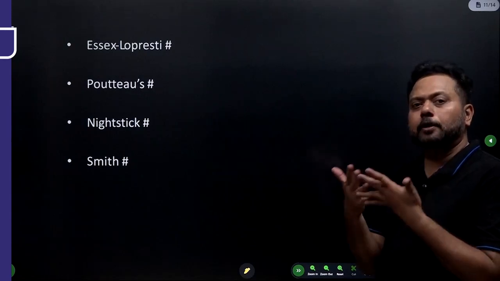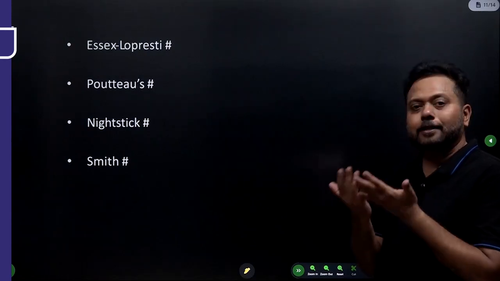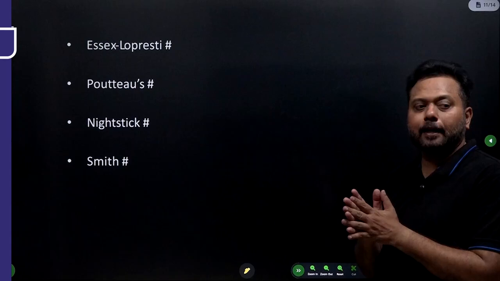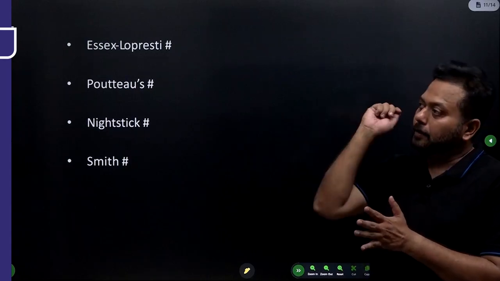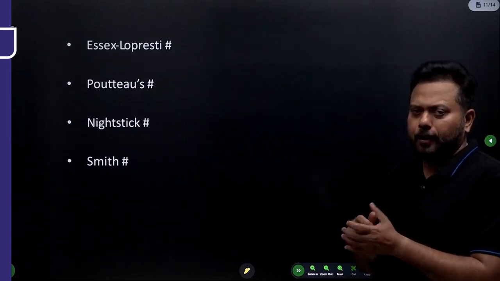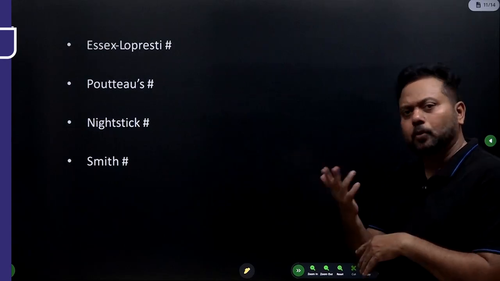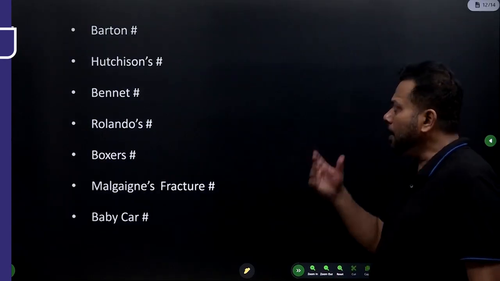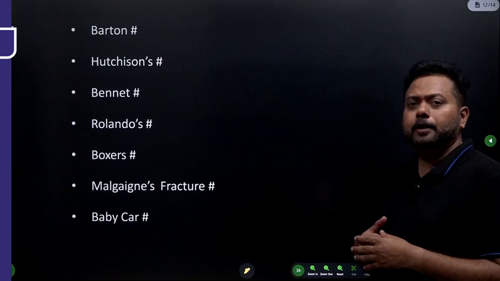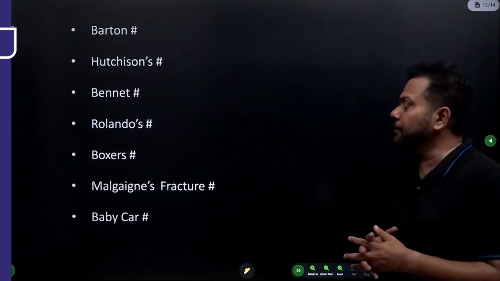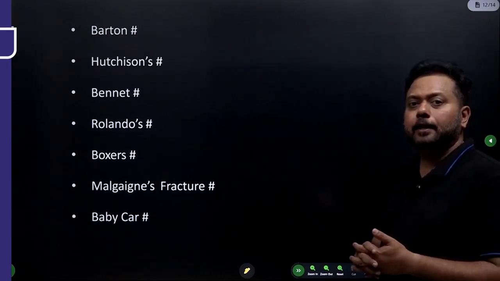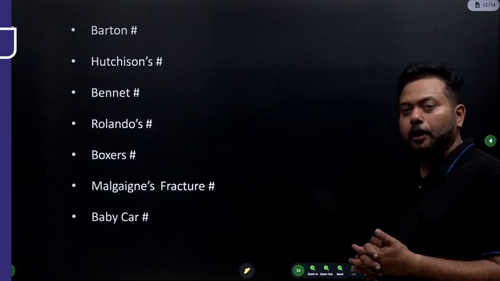Pott's fracture is the old terminology for Colles fracture. Nightstick fracture is an undisplaced crack fracture of the ulna because of a blow by a nightstick, usually resulting from assault. Smith fracture is otherwise called a reverse Colles fracture. Barton fracture is a vertical marginal intra-articular fracture of the distal radius. Hutchinson's fracture is another name for radial styloid fracture.